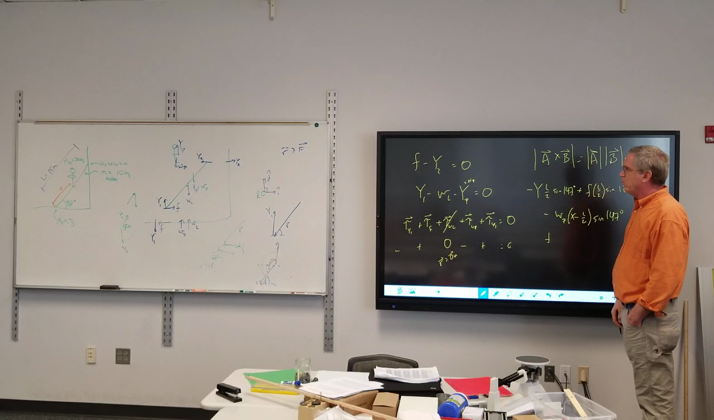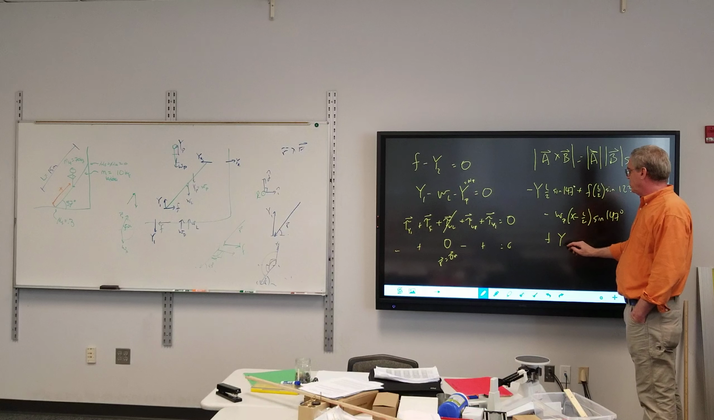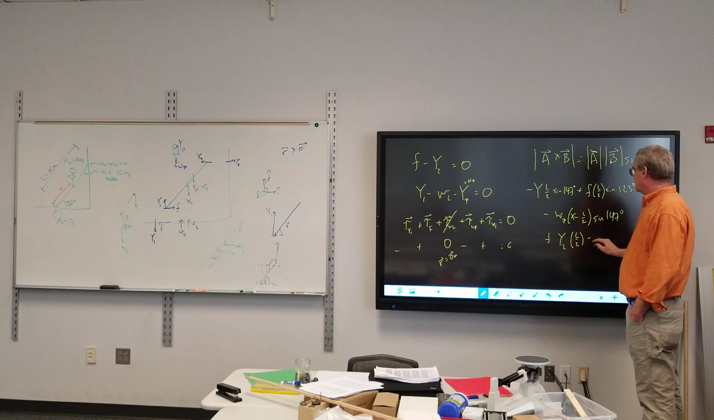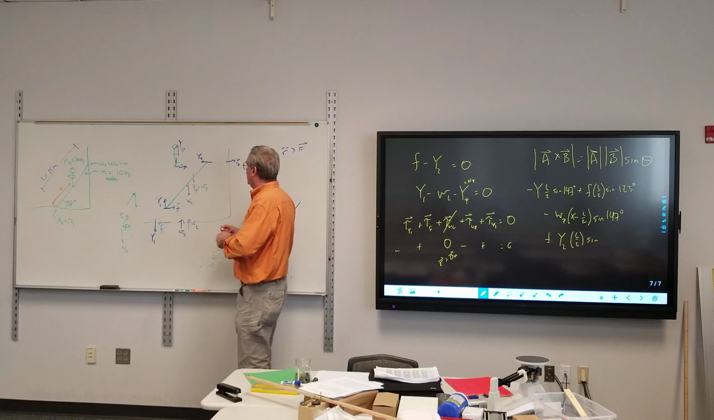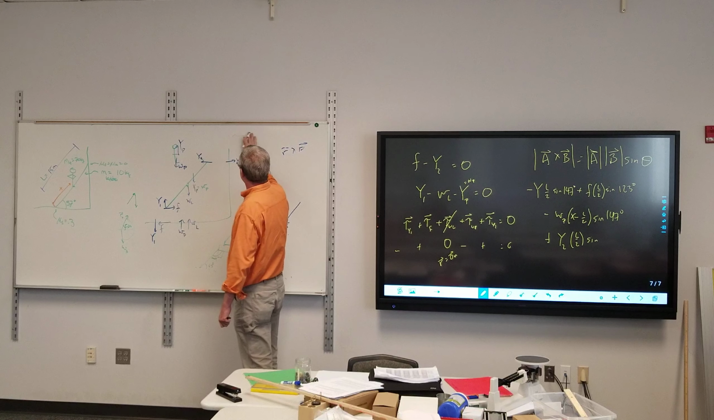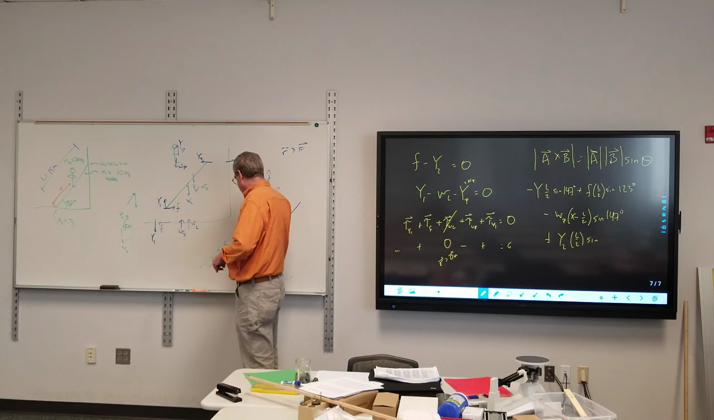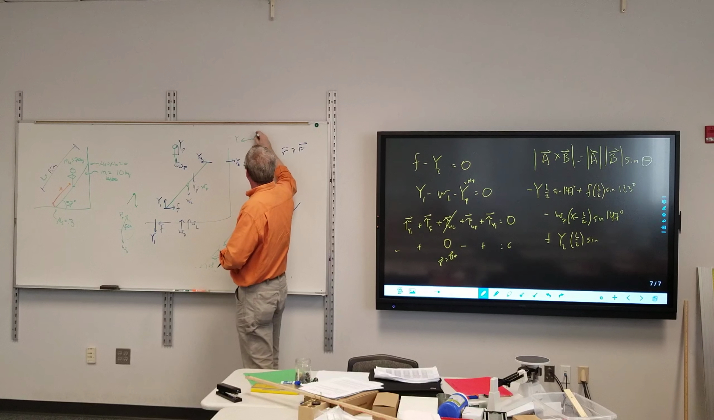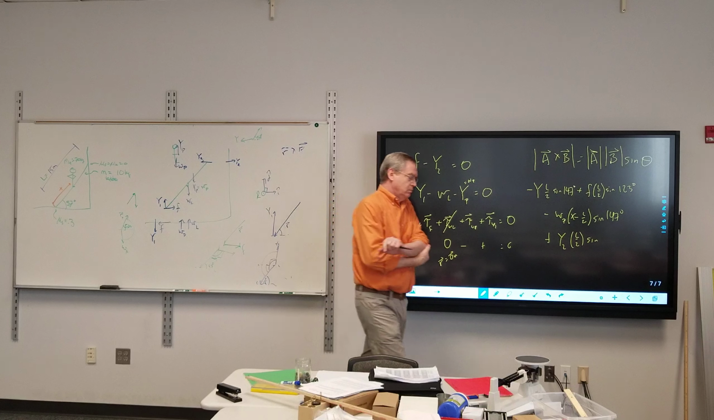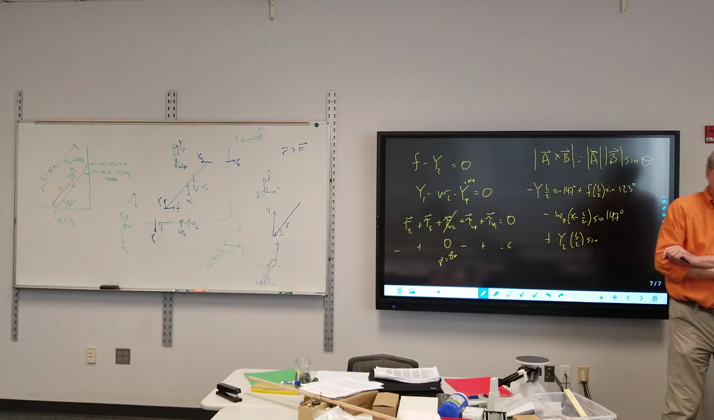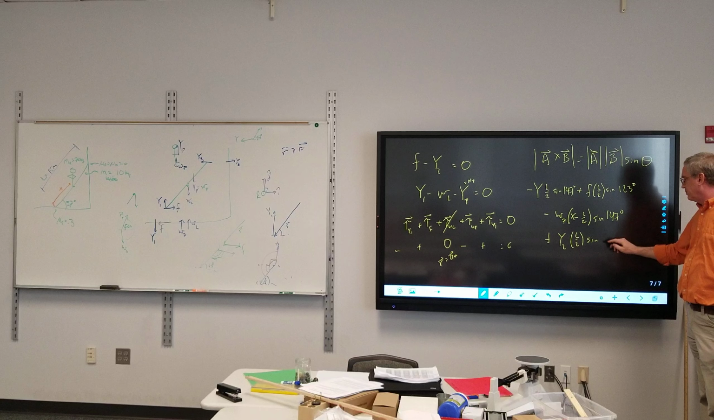Plus the torque from Y2. So that's the magnitude of Y2 times the distance, which is L over 2, times the sine of, well, let's figure out what that angle is then. Y2 is going to the left. R is going up at a 57-degree angle there. So the angle between them is 180 minus 57. Yep, 123.